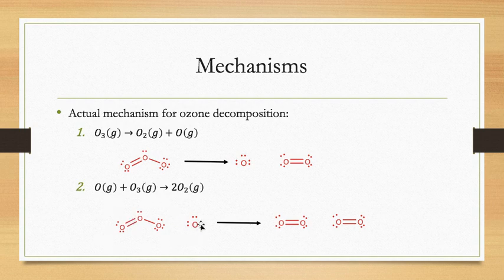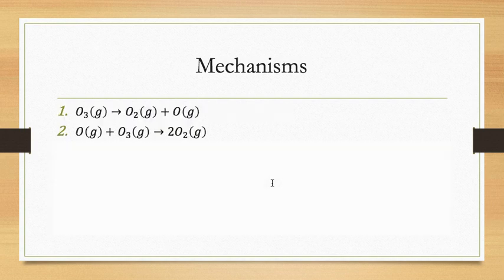We have an ozone molecule, the oxygen atom. This bond right here breaks, and we form two bonds between these two oxygen atoms, and we're left with two more oxygen molecules. So what you can see is that it still ends up giving us the same overall process. We start with two ozone molecules, and we end up with three of these oxygen molecules. If we add these two reaction steps together, we should end up with the overall process. That's how mechanisms always work. If I add the steps of the mechanism together, I should get the overall reaction equation back.